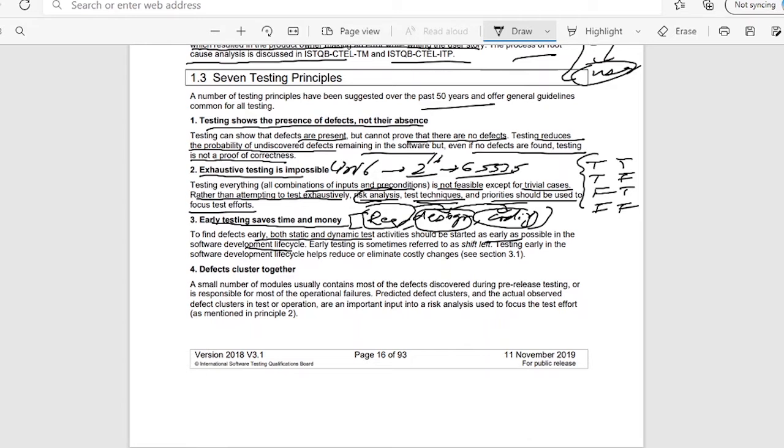So early testing is sometimes referred to as shift left. Shift left means you have shifted your testing to an early stage. That means testing early in the software development lifecycle helps reduce or eliminate costly changes.